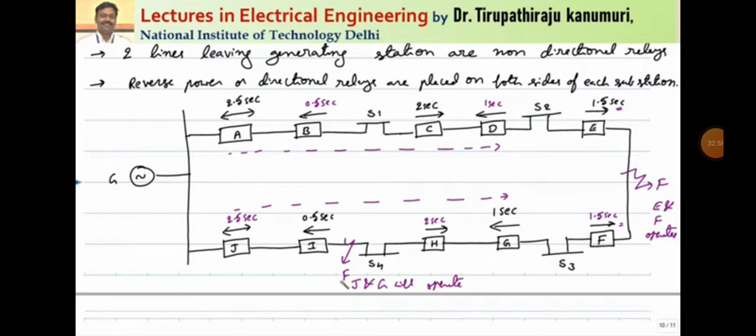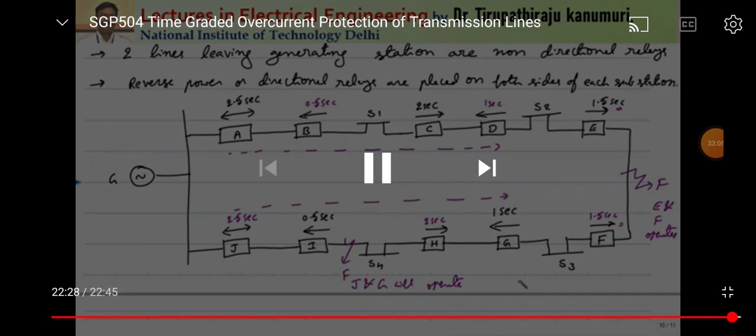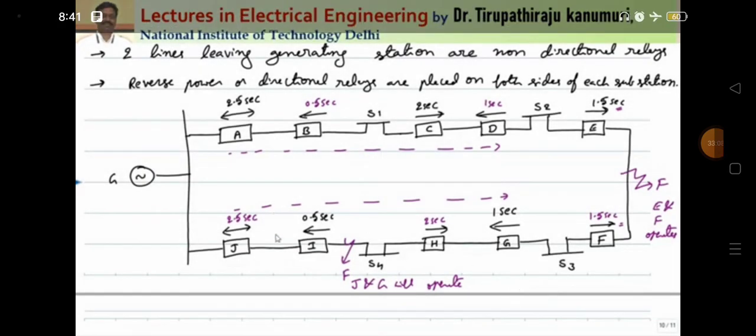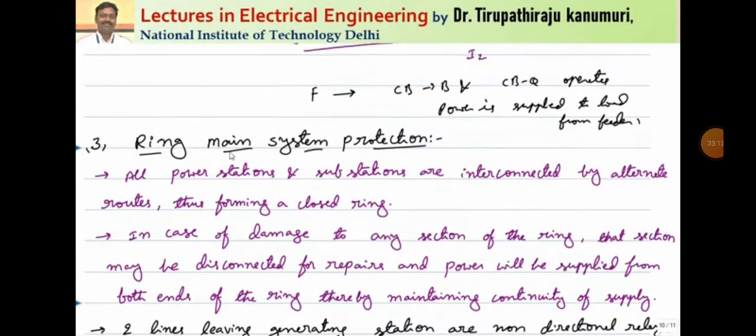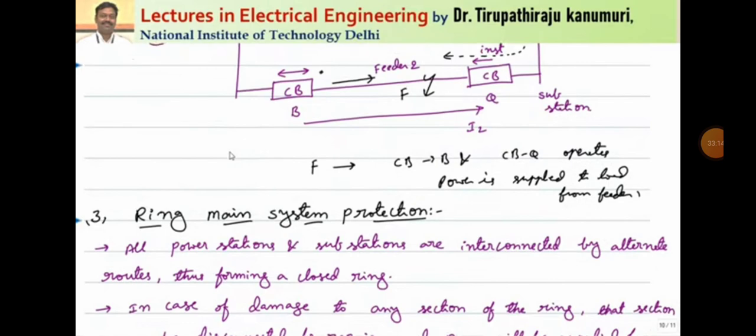Getting this one? In this way, depending on different locations of the fault, the respective relays will operate, so that the continuity of supply is not interrupted. I hope the overcurrent protection of your transmission lines using time graded protection is completely clear to you.